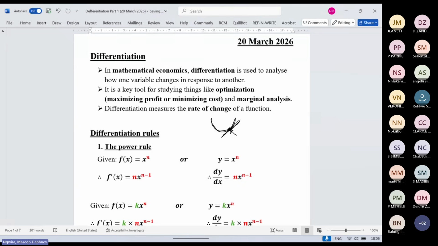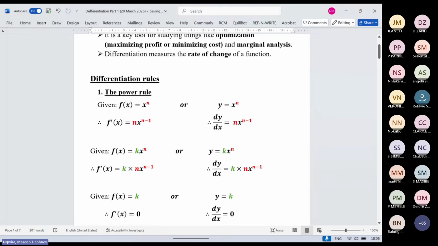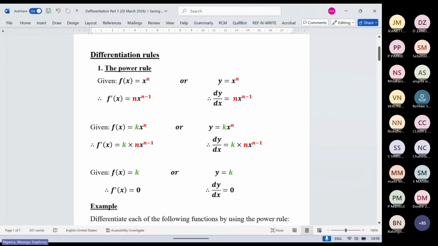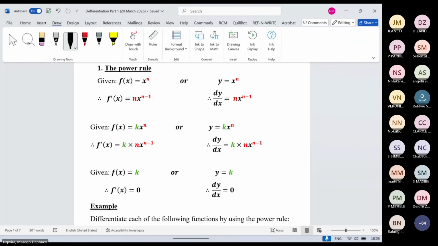So that's why we're going to go through the differentiation rules. Because we said that in this module, we're not going to focus on the graphs, we're going to focus on the calculations. So I'm going to start with differentiation rules. The first rule is called the power rule. The power rule says that if you are given f of x, this is the function, equals x to the power of n.